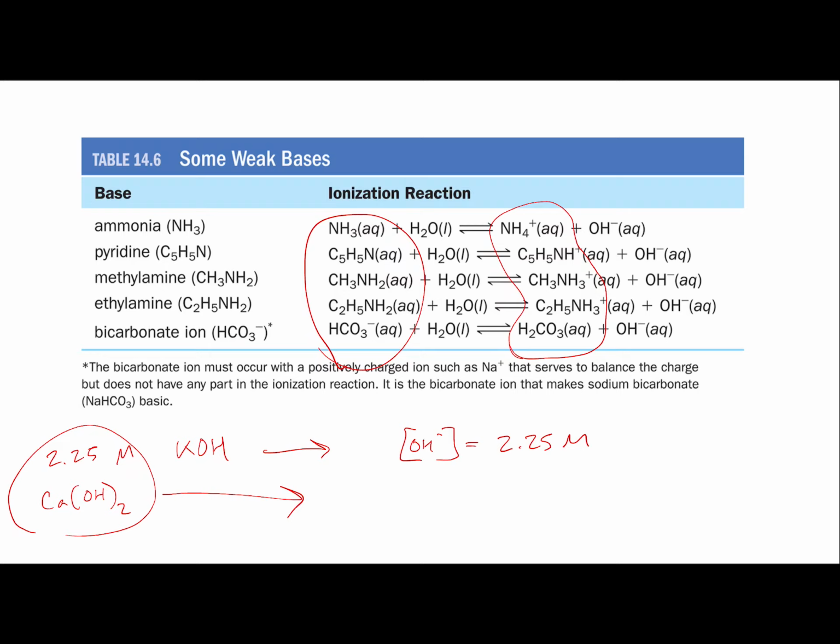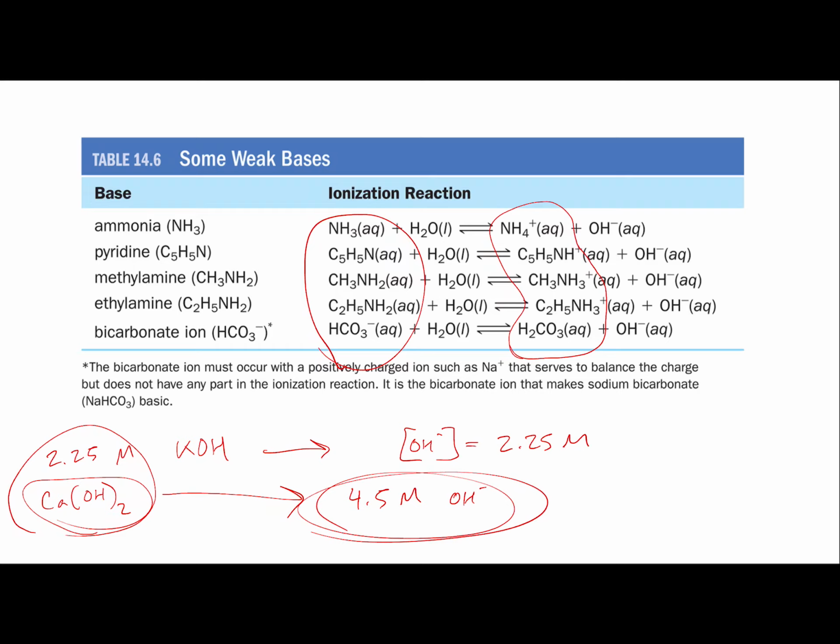It's like saying every car has 4 tires. So if there's 10 cars in a lot, there's actually 40 tires in the lot, right? This thing has 2 hydroxides per molecule. So even though we have 2.25 moles of this molecule per liter, we actually have 4.5 molar hydroxide total. So be careful on the homework when you're asked about concentrations of hydroxide.